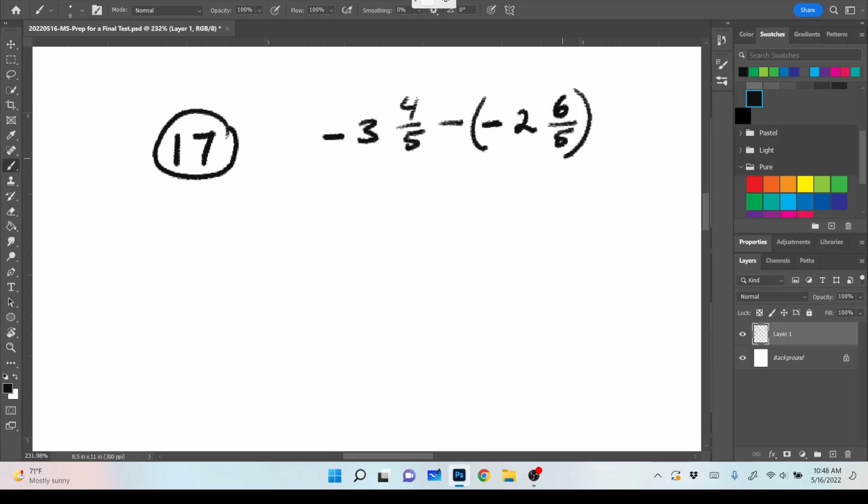Well, we could change those signs. So now that the signs are different, we subtract, right? Yep. So which one's going to go on top? The bigger one. The bigger one, which is what in this case? Negative 3 and 4/5. Yes, yes, yes.